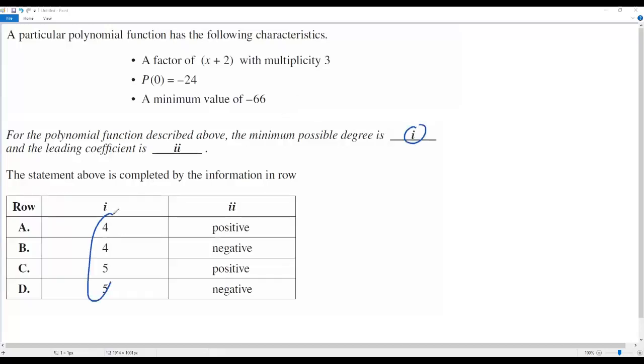for one we have the four options, 4, 4, 5, 5. And for the leading coefficient, that is 2. So we have four options for that one too. Okay, so here let's consider the information.